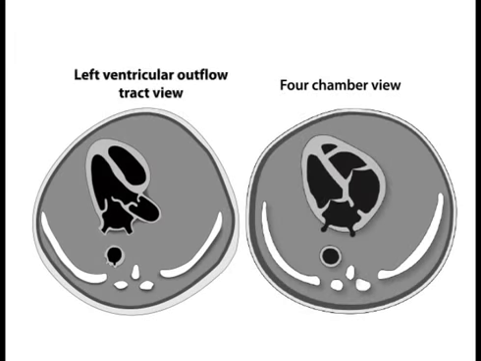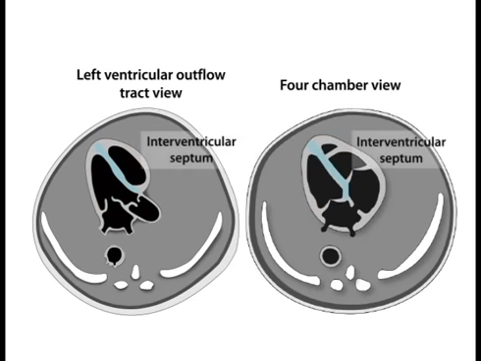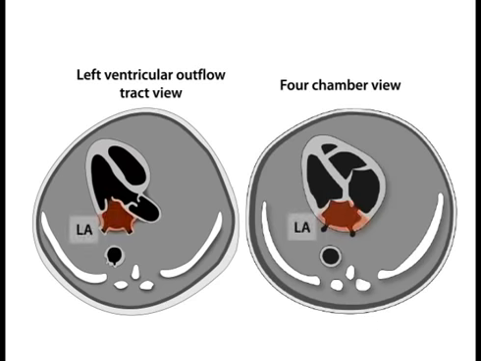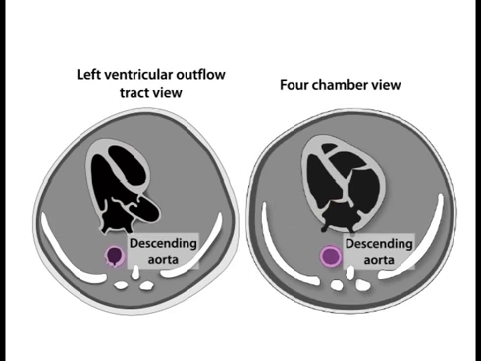The left ventricular outflow tract view and the 4-chamber view contain several of the same components. For example, the right ventricle, the left ventricle, and their interventricular septum are seen in both views. In addition, the left atrium and the mitral valve are visible. Lastly, the descending aorta can be identified.